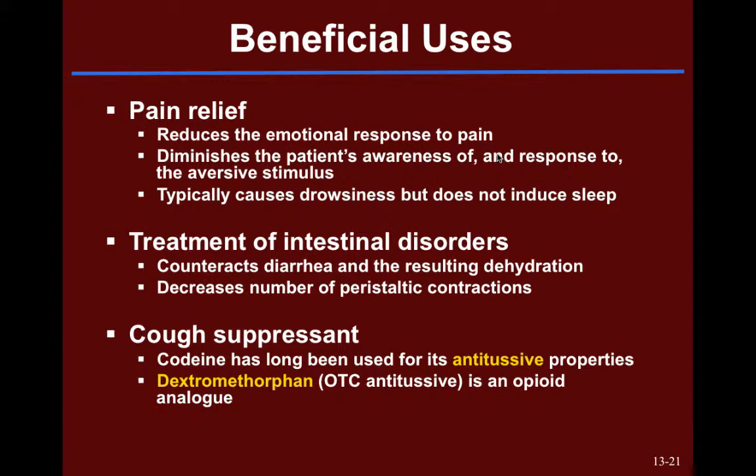We've also seen it used for the treatment of intestinal disorders. It does counteract diarrhea. We do know that consistent use of opioids can lead to constipation, but for those who need that effect because of extreme diarrhea and the resulting dehydration, we can see opioids help to address that. And of course, we also see opioids used as cough suppressants. Particularly here, we're talking about codeine, which has been used as a cough suppressant for centuries. If you've ever taken an over-the-counter cough suppressant, you've taken an opioid analog, commonly included in over-the-counter cough suppressants. So we do have to consider when we talk about opioids and prescription opioid abuse that we do actually have beneficial uses for these products as well.